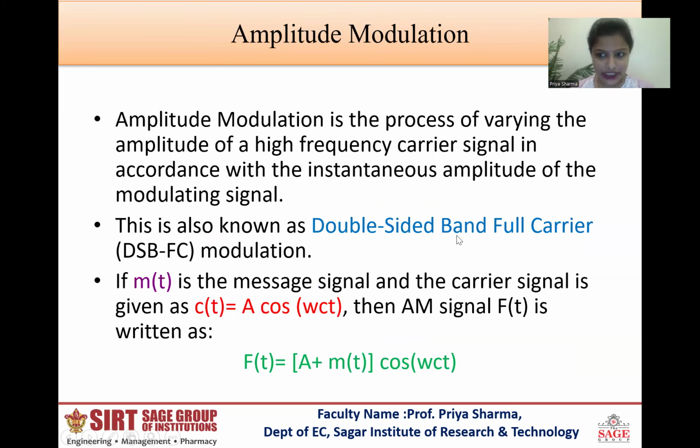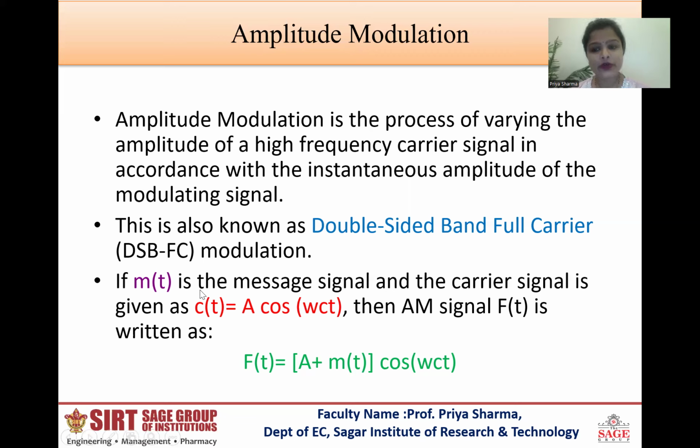So first, coming to amplitude modulation. As I have already told you, modulation is variation in one of three categories: amplitude, phase or frequency. So amplitude modulation is the process of varying the amplitude of a high frequency carrier signal in accordance with the instantaneous amplitude of the modulating signal. This is also known as double-sideband full carrier modulation. Why it is known as DSBFC, I'll tell you in a couple of minutes in this video lecture itself.